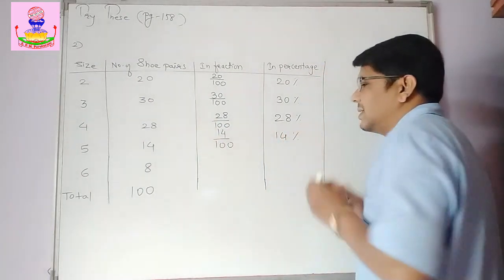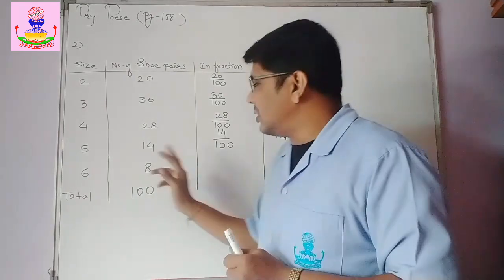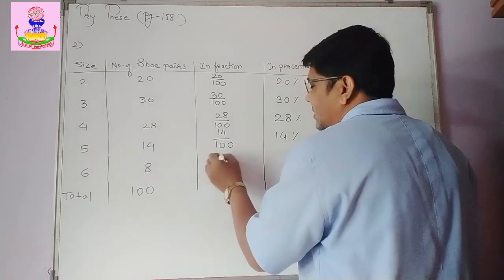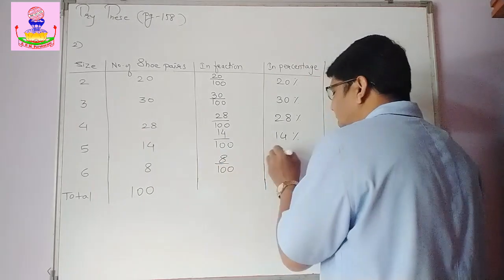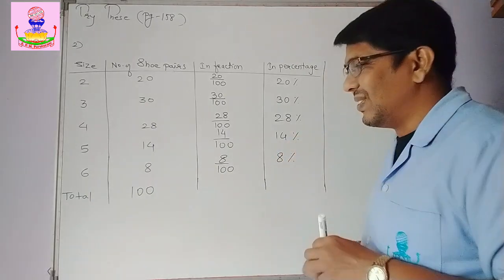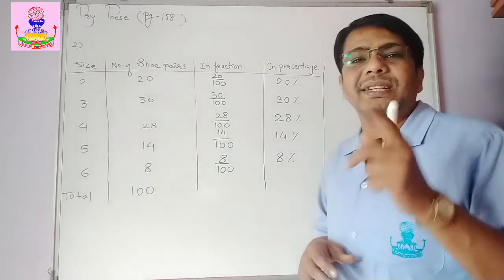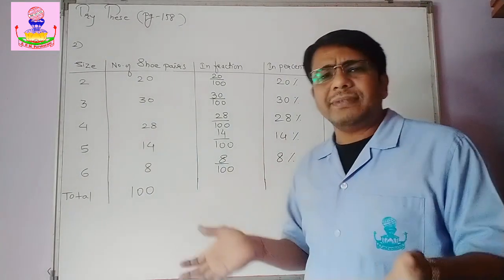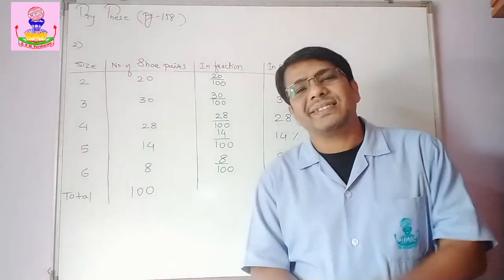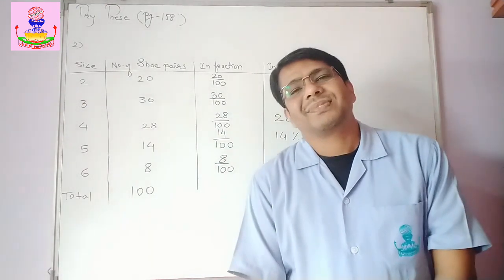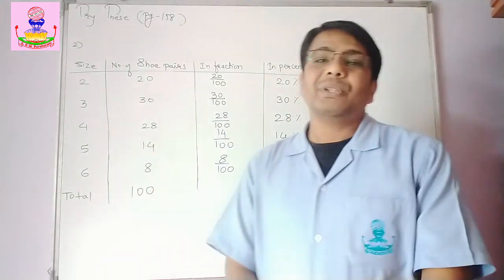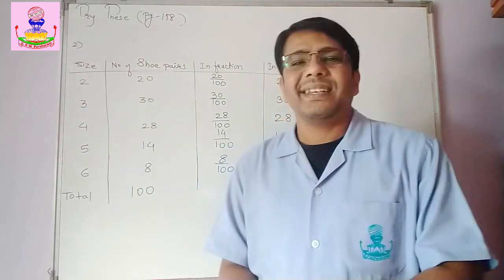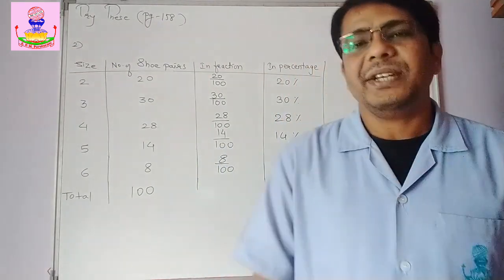So that is 14%. There are 8 shoe pairs whose size is 6. So I can write this as 8 upon 100. So that is 8%. And if you add this together, you will get the total 100. Now see, dear students, here it was very easy for comparison because the denominator was 100. But suppose we have fractions whose denominators are not 100, then what to do? So let's see after this.